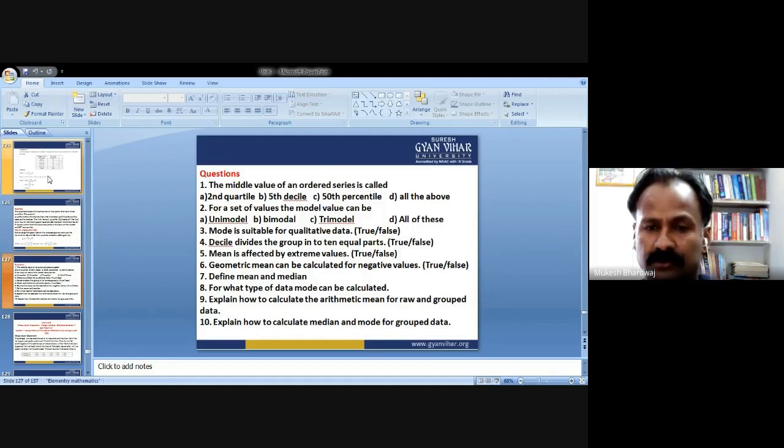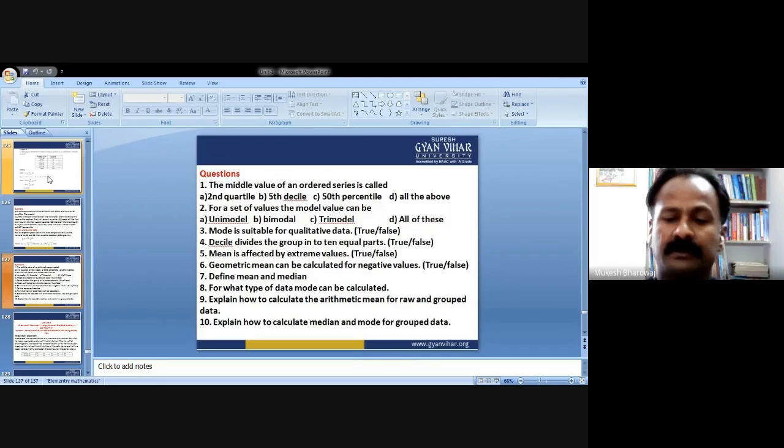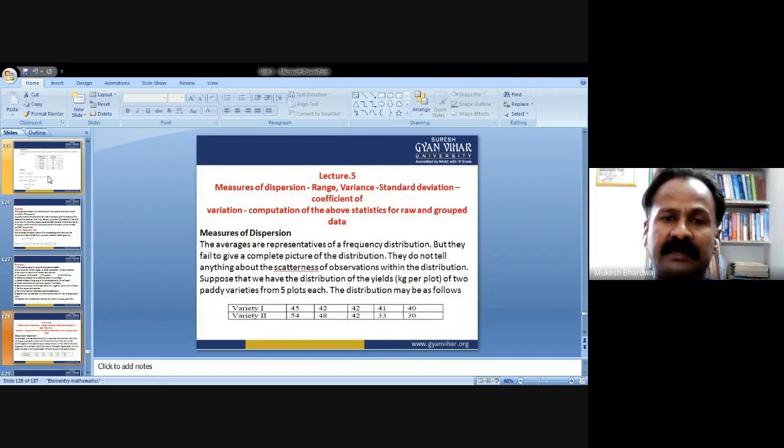And now we are going to start another topic. We will start in the next lecture the measure of dispersion: range, variance, standard deviation, coefficient of variation, and computation of the above statistics for raw and grouped data. So this will be started in the next lecture.